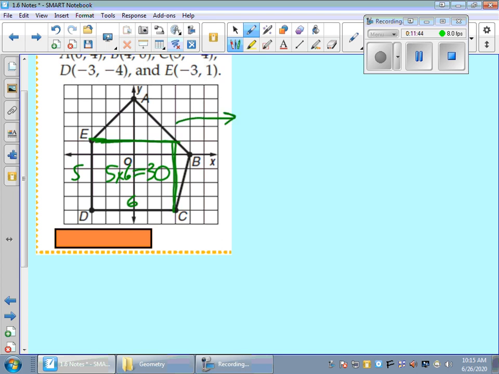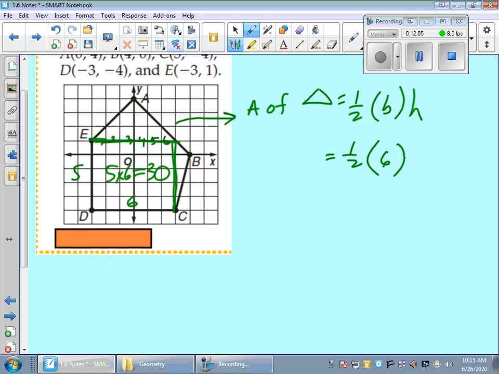Up here we have a triangle. So the area of this bigger triangle, remember, is 1/2 base times height. Base is on the bottom here. You count this: 1, 2, 3, 4, 5. So that's 6. Your height, you can count these: 1, 2, 3. So 3. 1/2 of 6 times 3 is going to give us 9. So we know that the area of that triangle is 9.